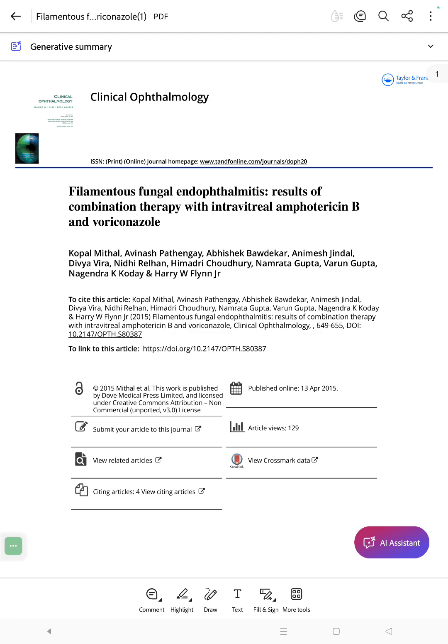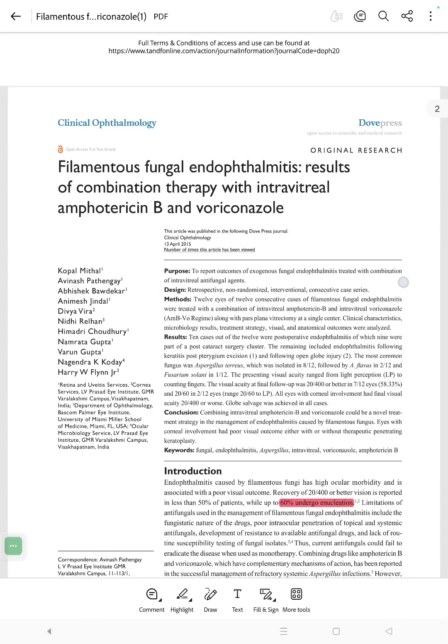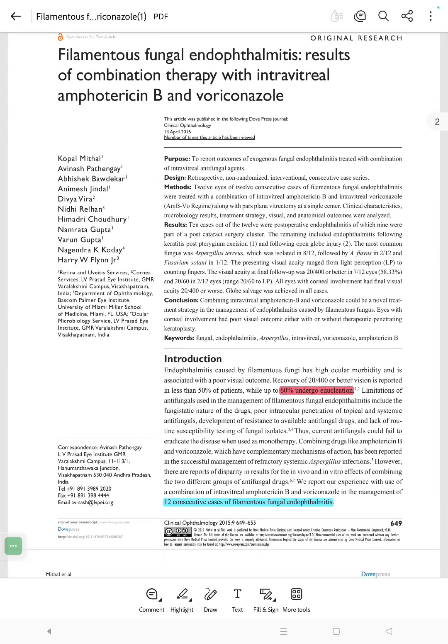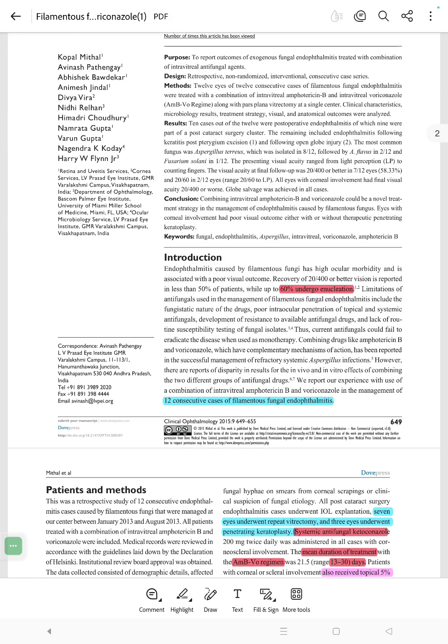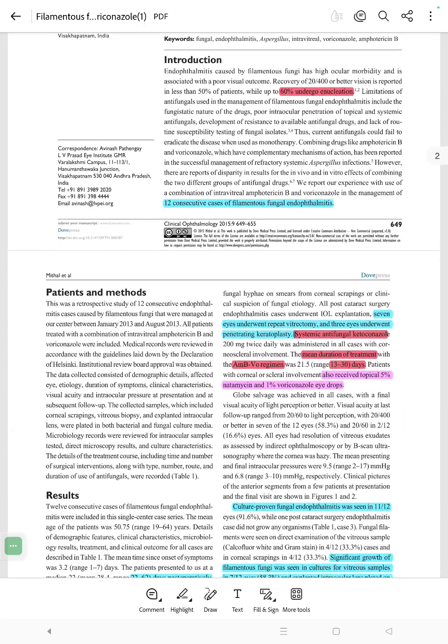This is the actual study, filamentous fungal endophthalmitis, the result of the combination therapy with intravitreal amphotericin B and voriconazole, done at LV Prasad Eye Institute by various doctors, and published around 2015. The main point is that in endophthalmitis caused by fungi, 60% have to undergo enucleation. That's why this paper presented the management of 12 consecutive cases of filamentous fungal endophthalmitis.